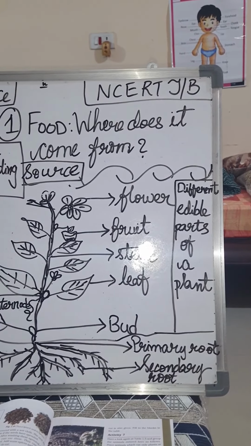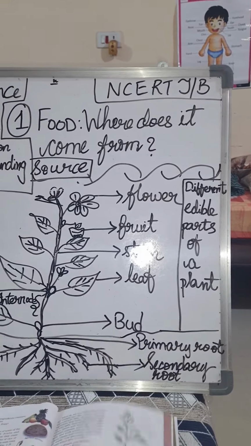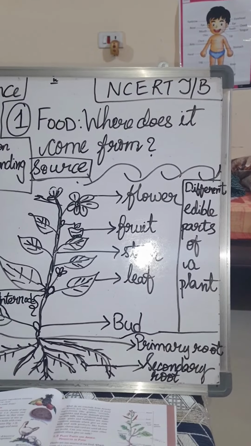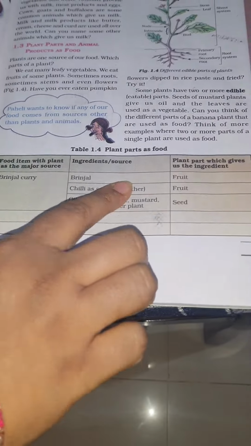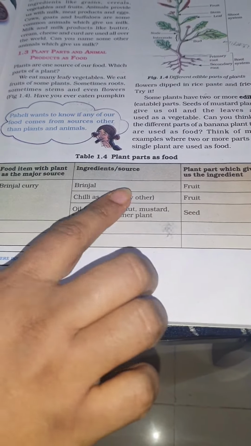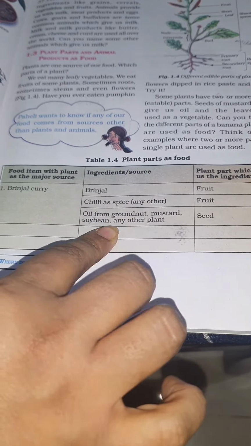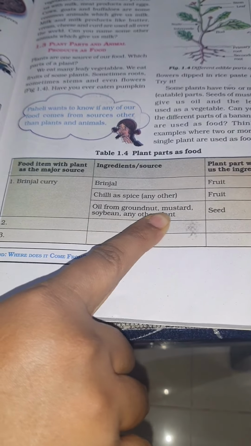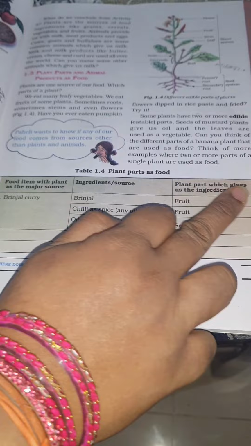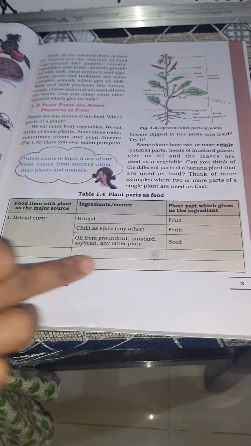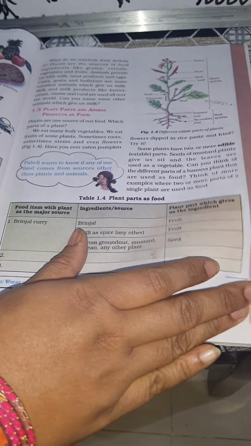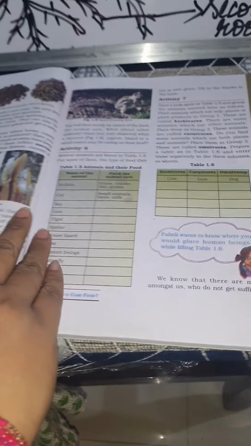Okay children, now for this you can make a table, it is given in the textbook. You can show the food item with the plant as a major source, then ingredients like brinjal curry. What are the ingredients? Brinjal, chili, oil from groundnut, mustard, soya bean or any other plant, and then the plant part which gives us the ingredient, that is the fruit, and mustard oil comes from the seed. So in this way you can prepare it, children. That's very interesting and very easy for your understanding.